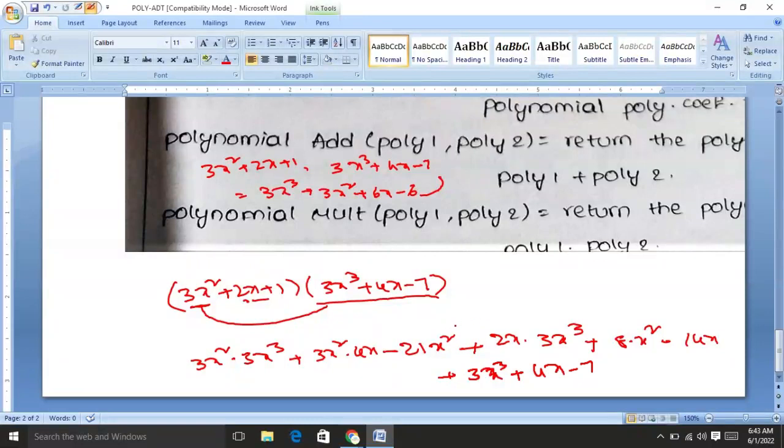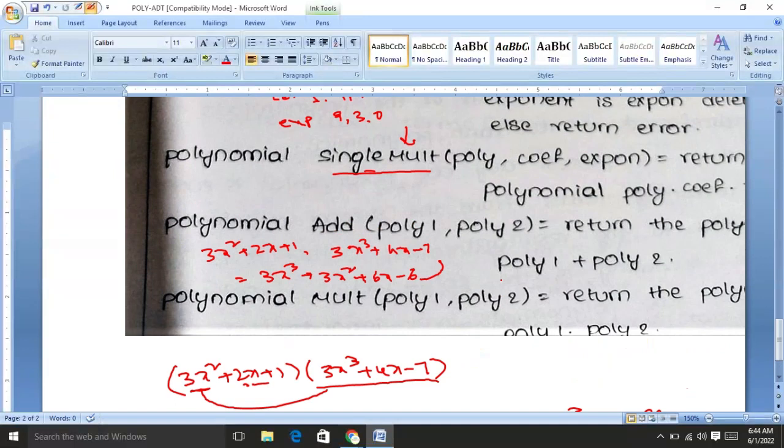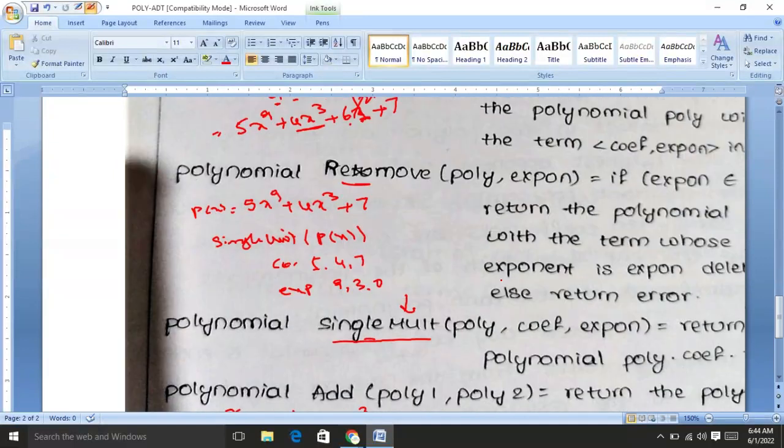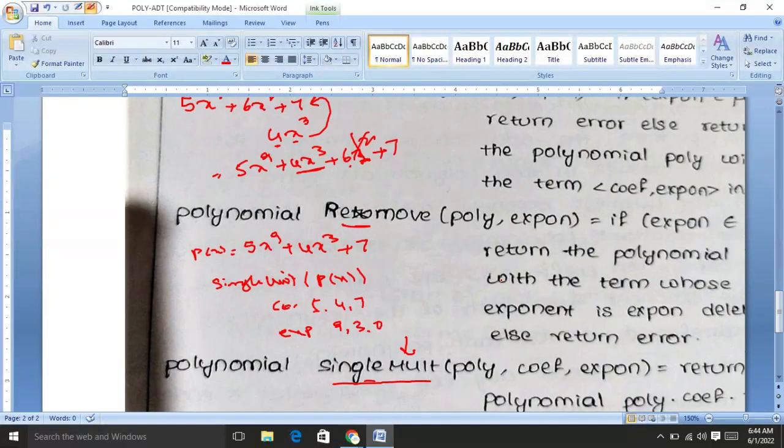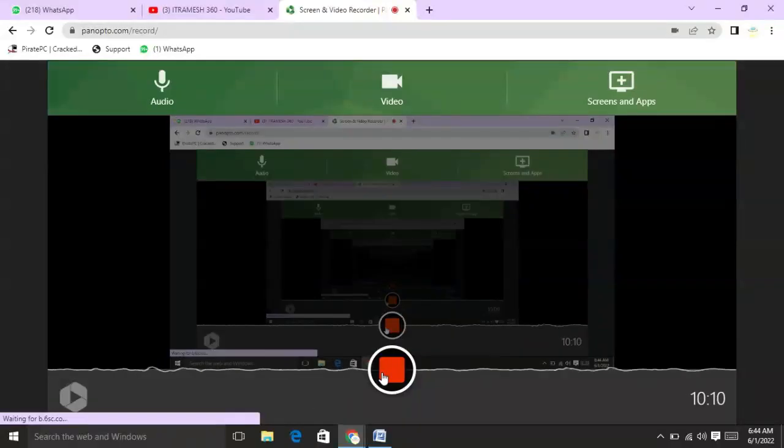Actually, there is no space, so to cut short the video, I stop here. Suppose we simplify this: 9x to the power of 5 plus 12x cube minus 21x square and so on. We also simplify the rest, and we get the multiplication of the polynomials. This is how the polynomial ADT works, with a suitable example. I hope friends you all understood this video. Thank you.